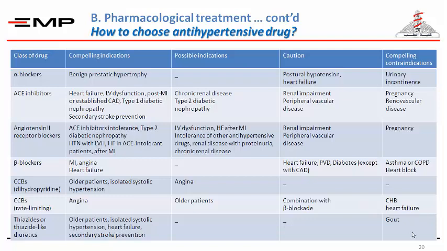Calcium channel blockers, dihydropyridine, as we said before, are preferred for hypertensive old patients or elderly patients, and also for patients with isolated systolic hypertension. Calcium channel blockers, the rate-limiting or non-dihydropyridine groups, are preferred for patients with angina, and are a possible indication for older patients. Thiazide diuretics or thiazide-like diuretics are preferred for elderly patients, for patients with isolated systolic hypertension, for heart failure patients, and for secondary stroke prevention.